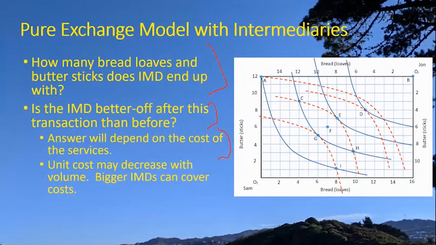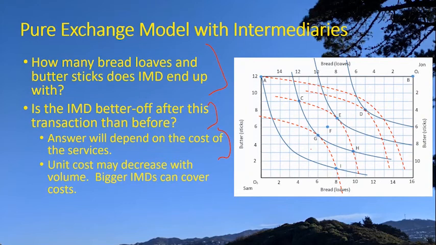If 2 sticks of bread and 2 loaves of bread and 2 sticks of butter is enough to cover the costs of the intermediary finding John and Sam and engaging and moving the products, then it's going to be profitable for the intermediary to do that.